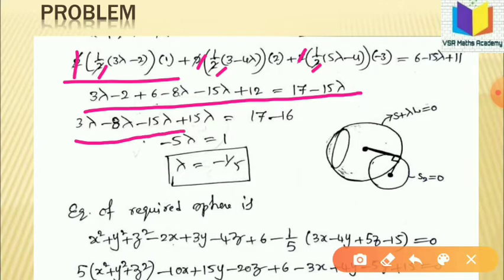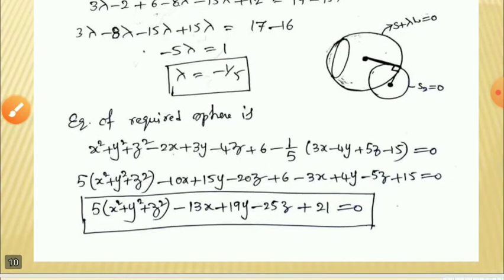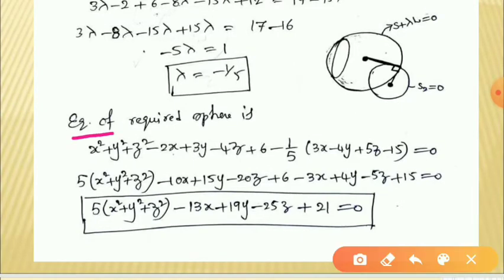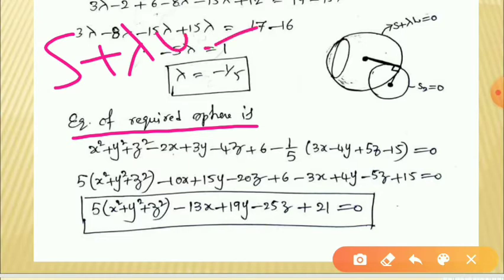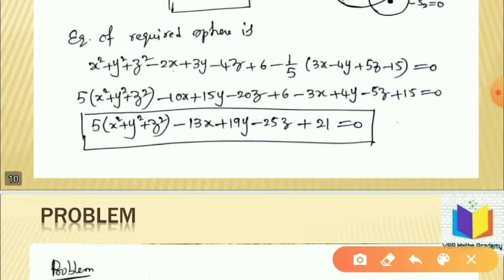On rearranging all this equation you can get like this. Therefore minus 5 lambda is equal to 1. Finally you will be left with lambda is equal to minus 1 by 5. So equation of required sphere can be obtained by taking lambda is equal to minus 1 by 5 in the given equation, that is S plus lambda u is equal to 0. Therefore here this is S and this is u, and lambda is equal to minus 1 by 5. Therefore this is the equation of required sphere.